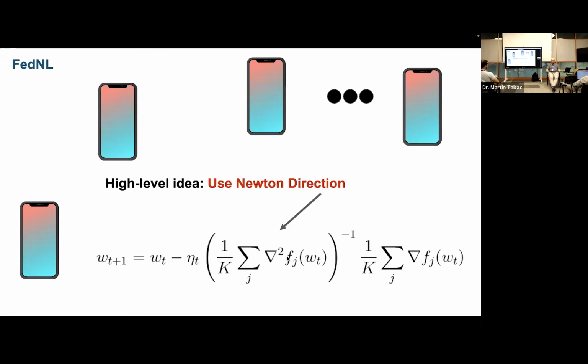So this is the high-level idea. I compute the Hessian on every single machine. I send the gradients from every single machine, and I send the Hessians from every single machine. You compute the average of the Hessians, compute the inverse, and then multiply by the gradient. That's the Newton direction. This algorithm will need only a few iterations to converge, right? Do you see any issues there?